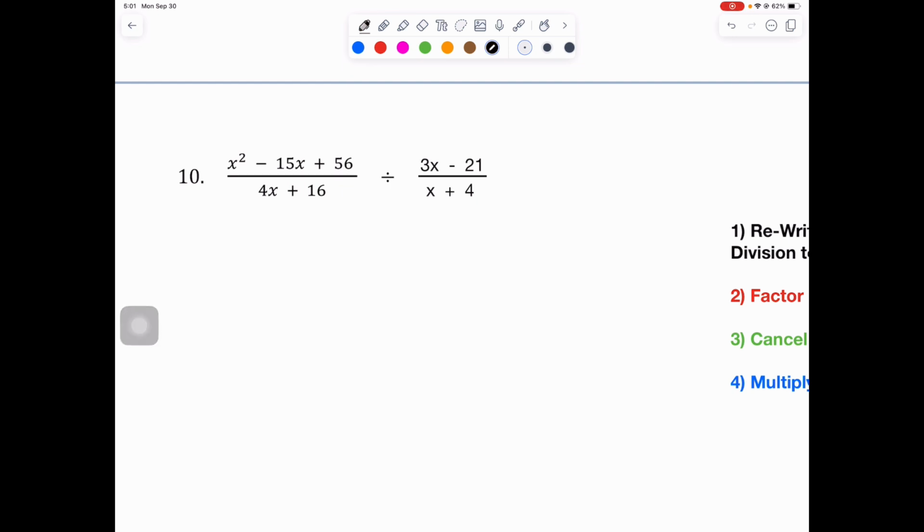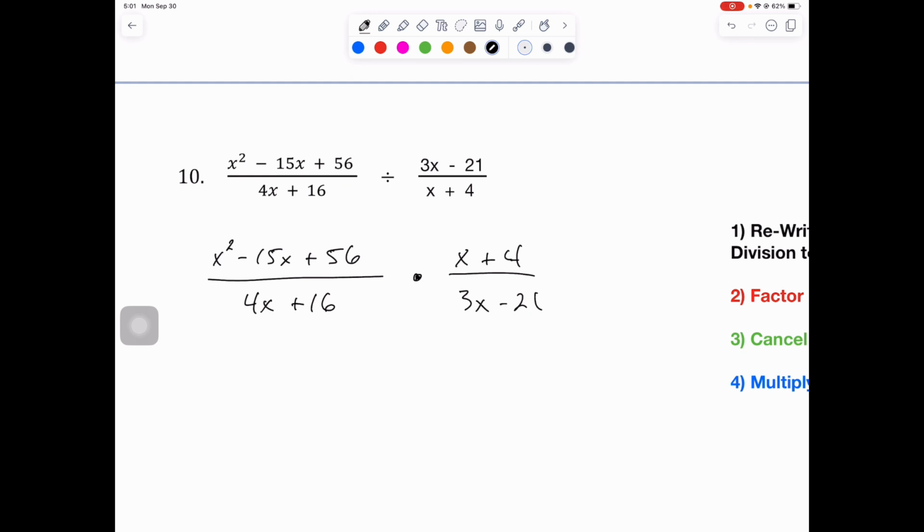So it just says to rewrite and flip x squared minus 15x plus 56. We'll set that over our 4x plus 16. Our division, we change the sign to multiplication, and then we flip our second fraction. So the x plus 4 will go on top as our numerator, and the denominator then becomes 3x minus 21. Perfect.